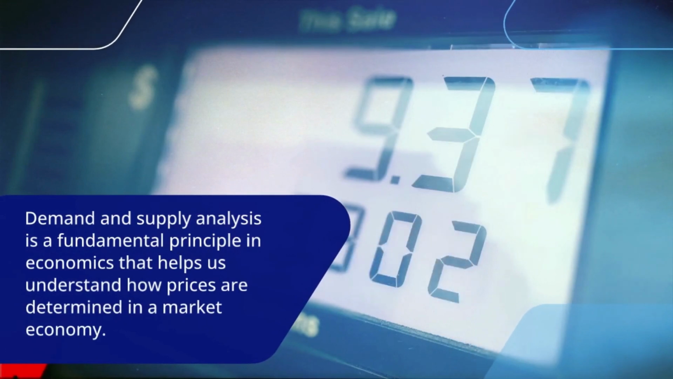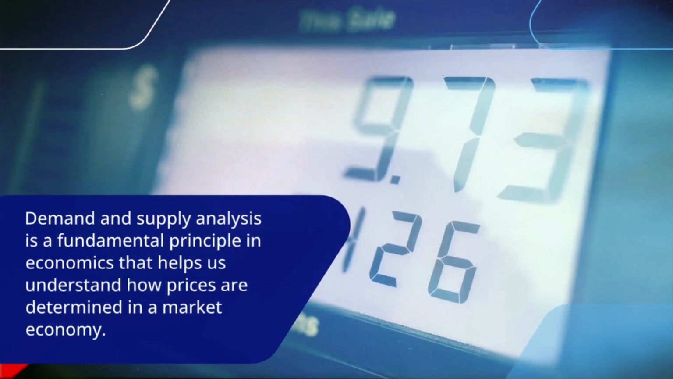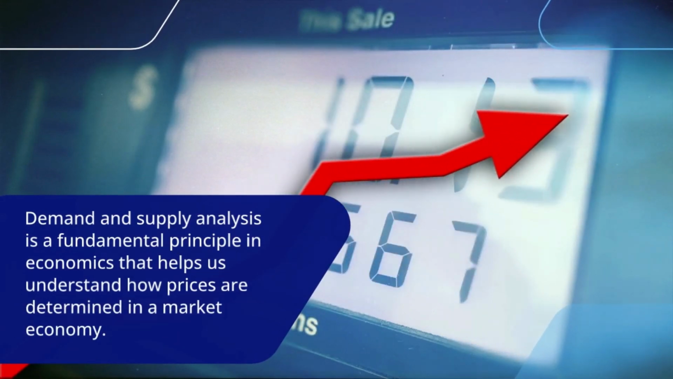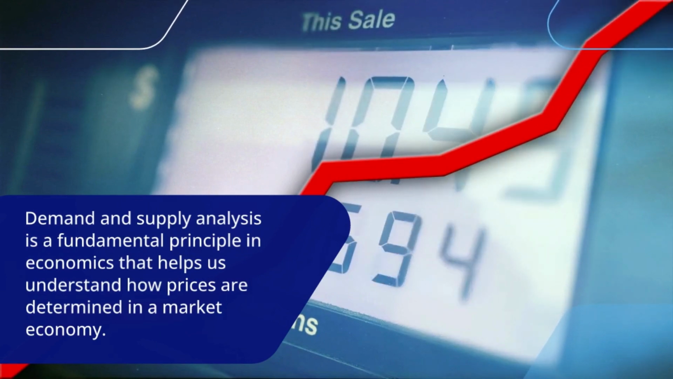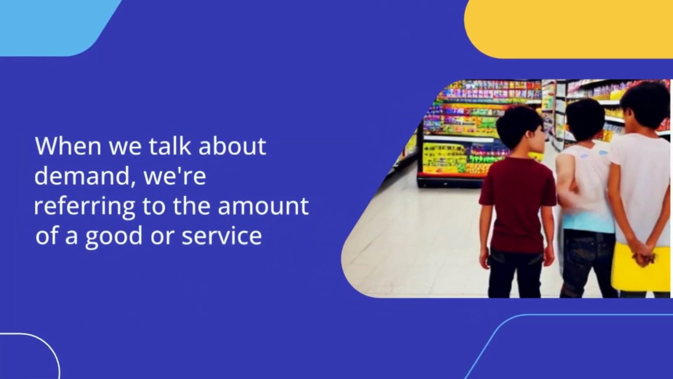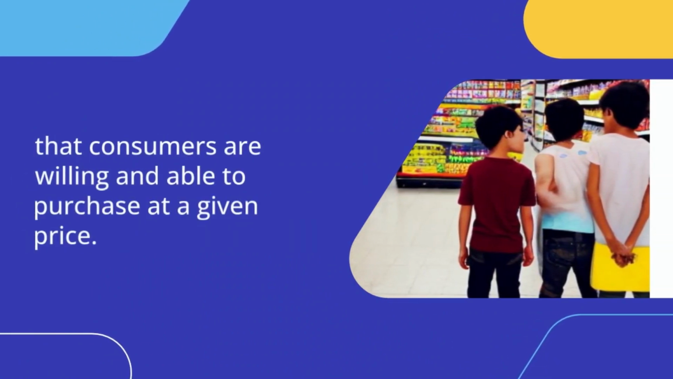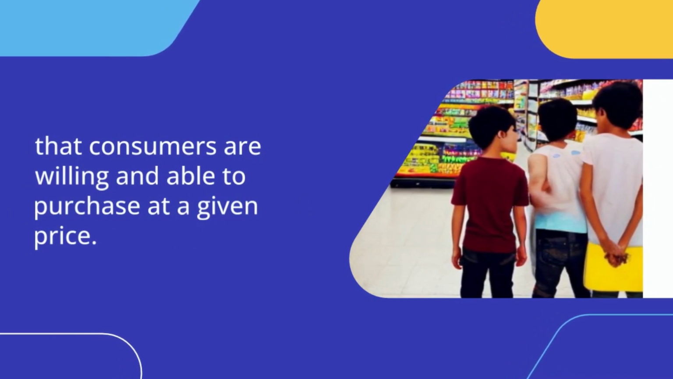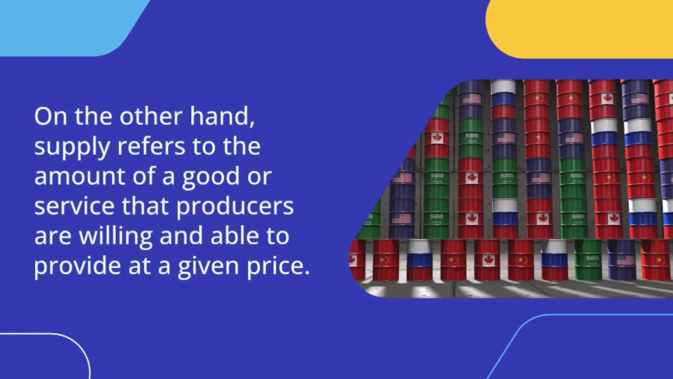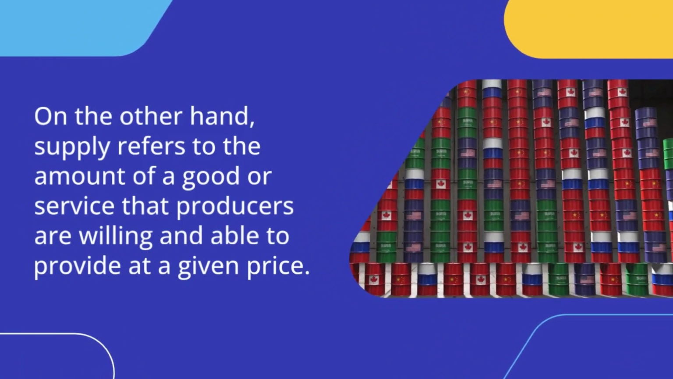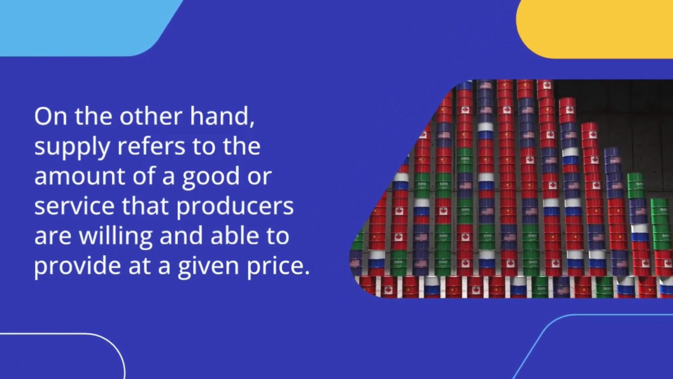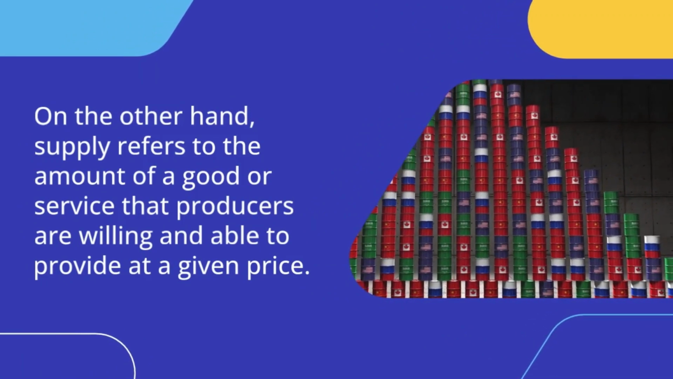Demand and supply analysis is a fundamental principle in economics that helps us understand how prices are determined in a market economy. When we talk about demand, we're referring to the amount of a good or service that consumers are willing and able to purchase at a given price. On the other hand, supply refers to the amount of a good or service that producers are willing and able to provide at a given price.